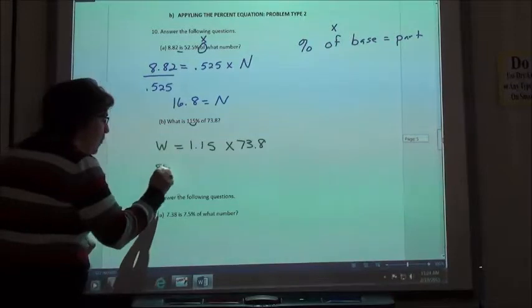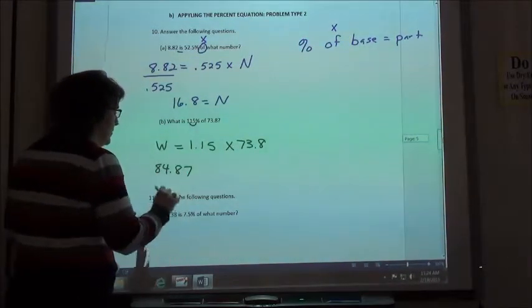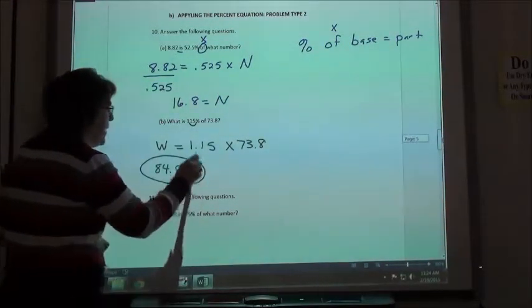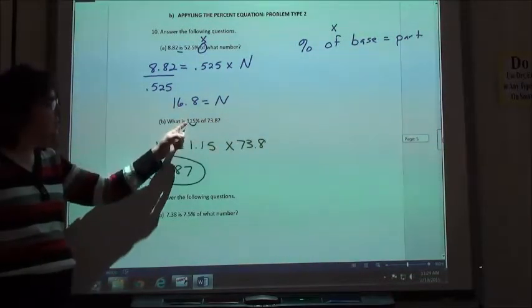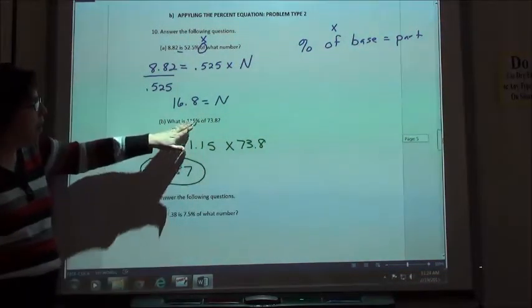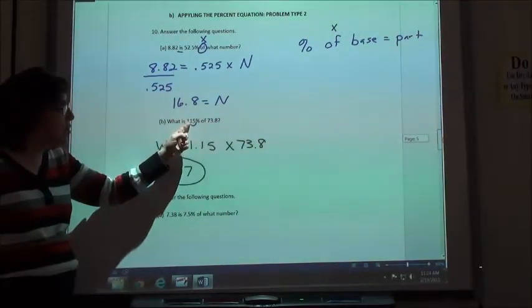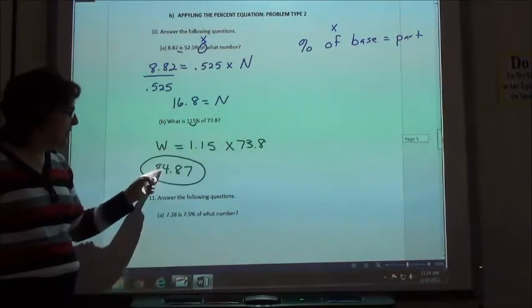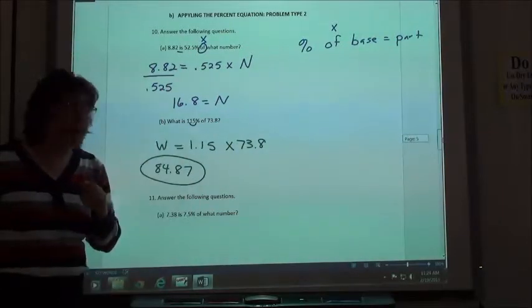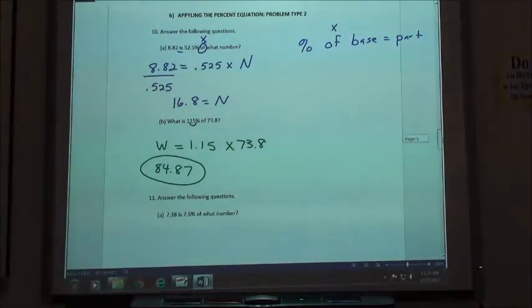So 84.87 is 115% of 73.8. 100% would be equal to 73.8. Since this is more than 100%, this is going to be more than our 73.8. So that would make sense that we got 84.87.